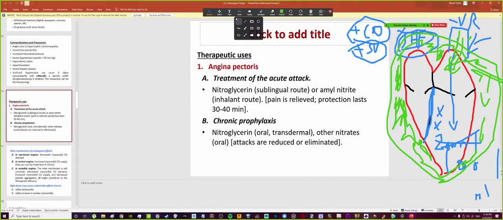Therapeutic uses, of course, angina pectoris. Here's the treatment of the acute and chronic prophylaxis. When you want to treat an acute attack, use a drug that has a very quick onset. Just compare it to the table above. For prophylaxis, you want to use a drug that lasts for a long period of time.